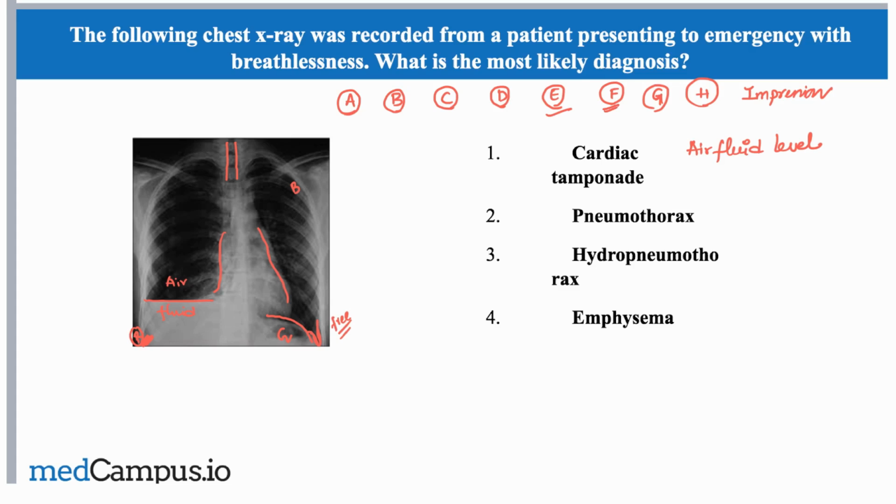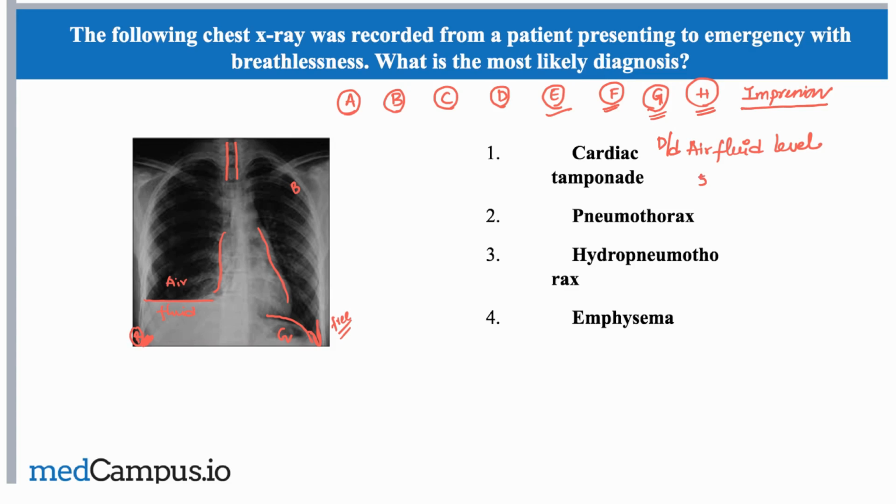F is about any foreign body. There is no foreign body in this. And G is about the great vessels and gastric bubble. They are present. And H is about hilum and mediastinum. You can clearly see there is no mediastinal lymphadenopathy in this given chest x-ray. And the final impression depends upon the differential diagnosis of air fluid level.